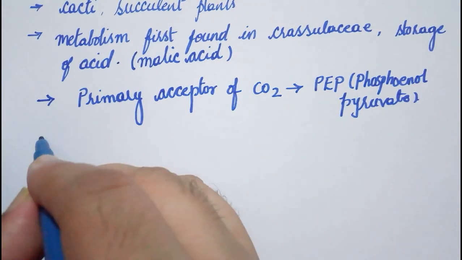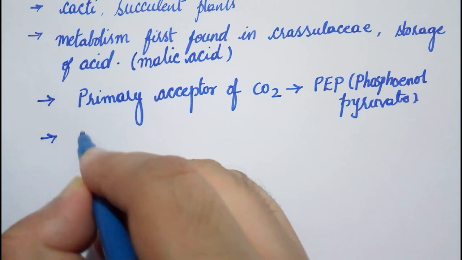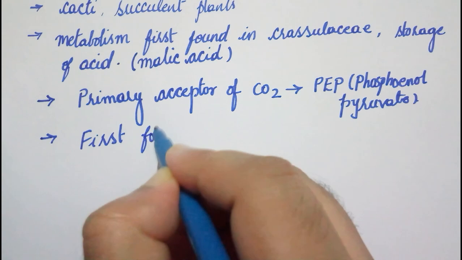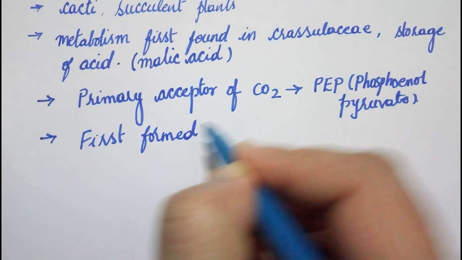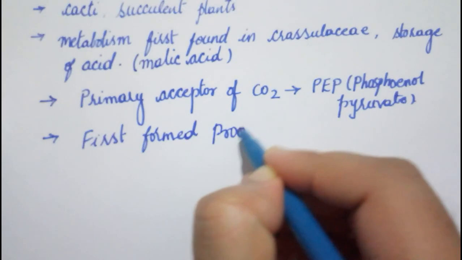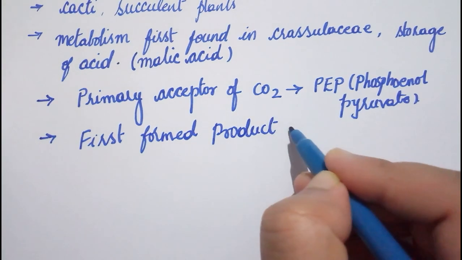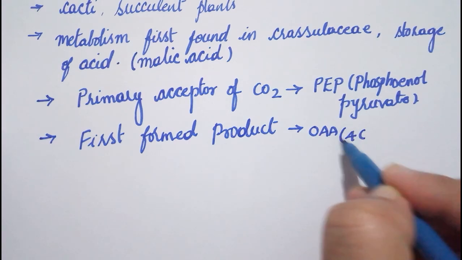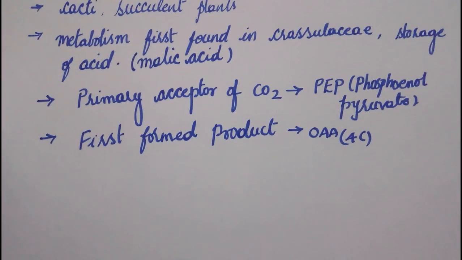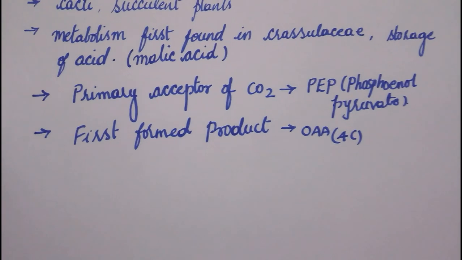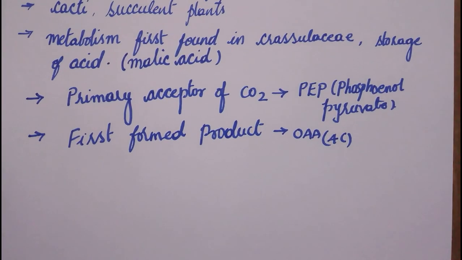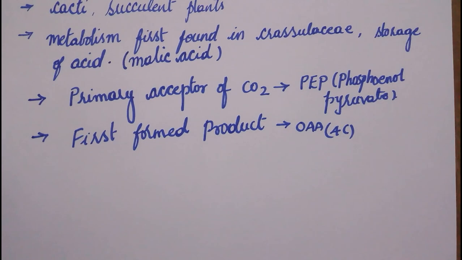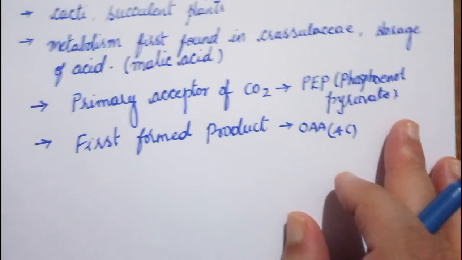Now, what is the first formed product in the CAM pathway? The first formed compound is oxaloacetic acid. How many carbon acid is oxaloacetic acid? It is a 4-carbon acid. Now what is the significance of this CAM pathway? As I've told you, they conserve water, correct?